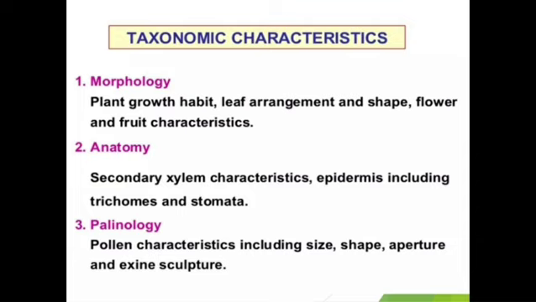Taxonomic characteristics. First, morphology. Plant growth habit, leaf arrangement and shape, flower and fruit characteristics. Second, anatomy. Secondary xylem characteristics. Epidermis including trichomes and stomata. Third, palynology. Pollen characteristics including size, shape, aperture and exine sculpture.